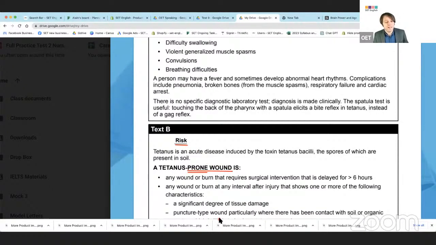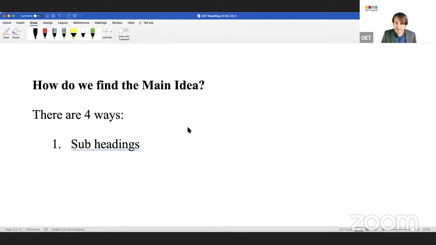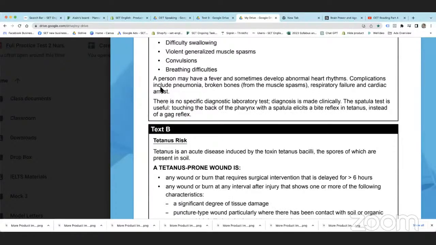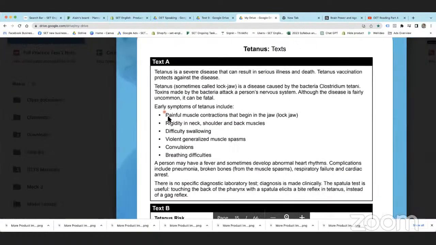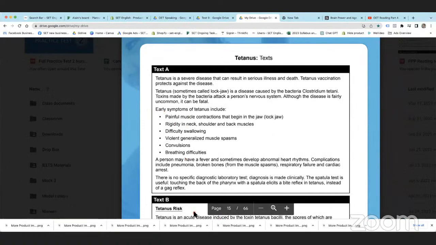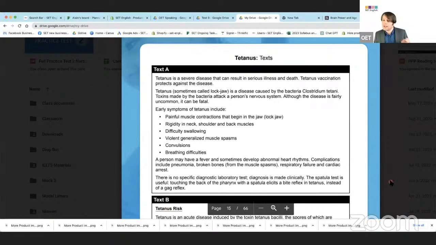Okay. Headings, subheadings. Don't tell me it's difficult to find the main idea when there is a subheading. It's easy. Okay. But the problem is, what do we do when we do not have a subheading? You know what I mean? Yeah. First sentence. Look at this one. Thematic words. Yeah, there's many different ways, but I can almost guarantee that at least one of the texts will not have a subheading. Possibly 2.